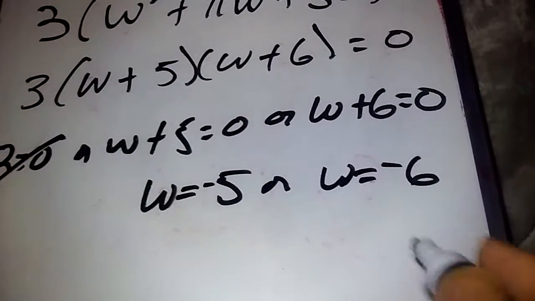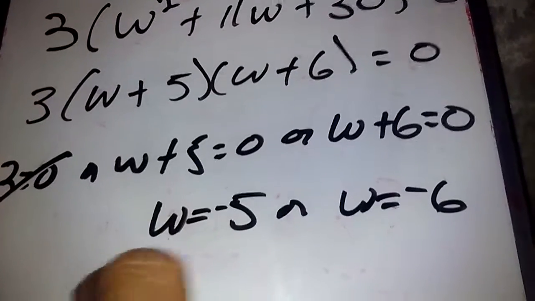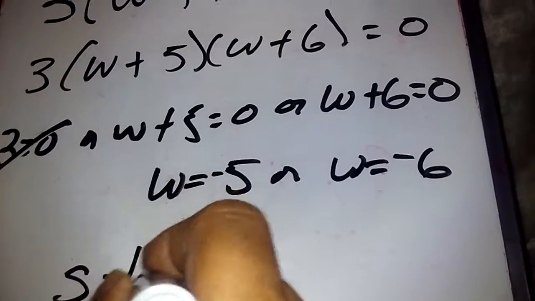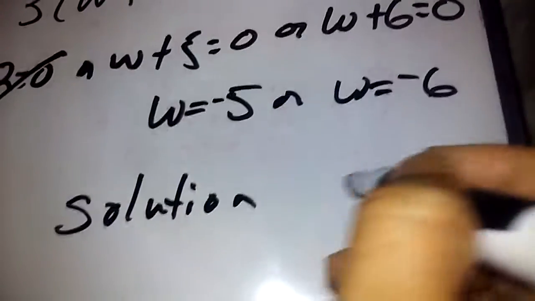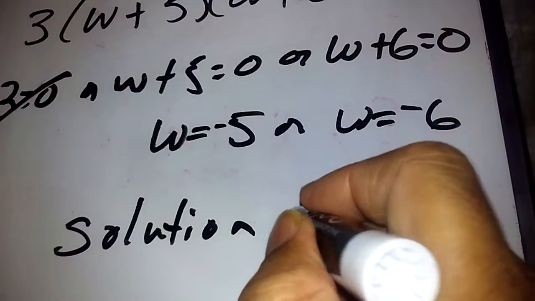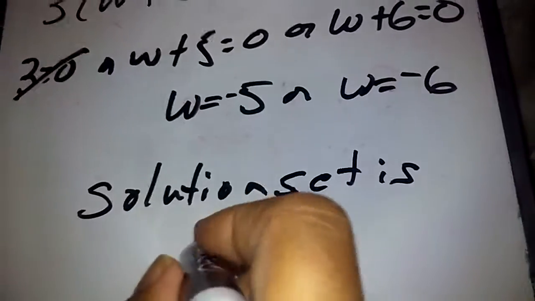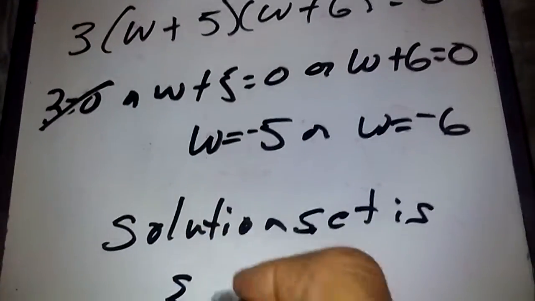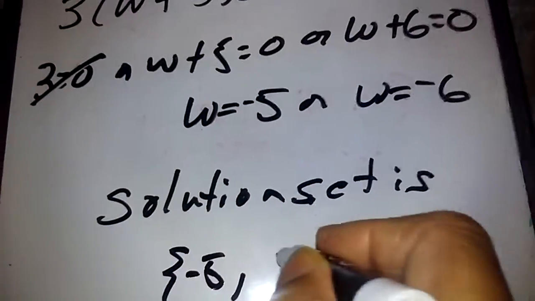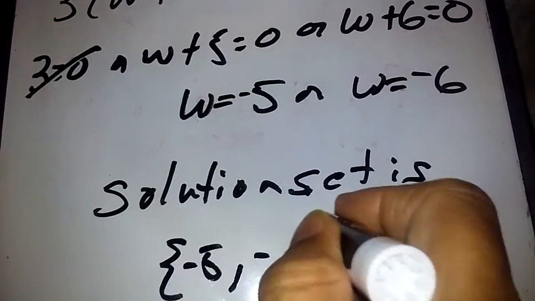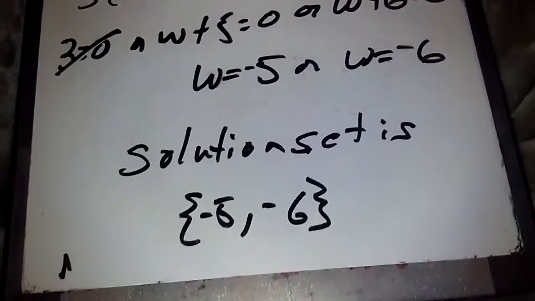So here's the solution set we have for this particular one. The solution set here is going to be negative 5 and negative 6. So here we see that that's going to be the solution set.